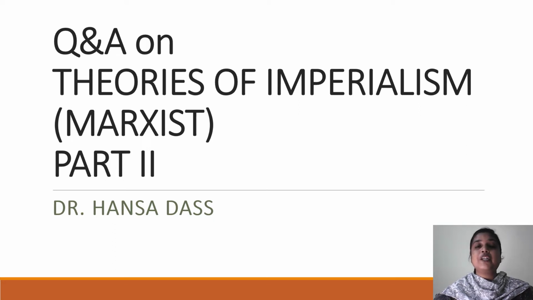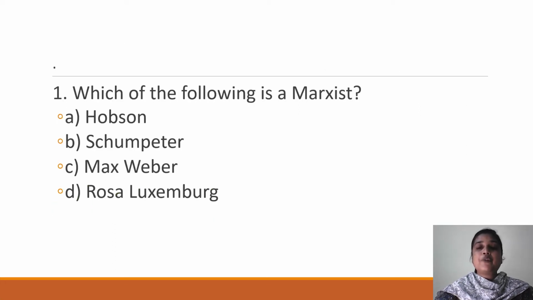Okay, so here we go. Let us begin. The first question is, which of the following is a Marxist? A. Hobson, B. Schumpeter, C. Max Weber, or D. Rosa Luxemburg? Please write down your answer, and if you find the slides moving very fast, you can pause the slide and read the question properly and the options and then write down your answer. Let us move on to the next question.